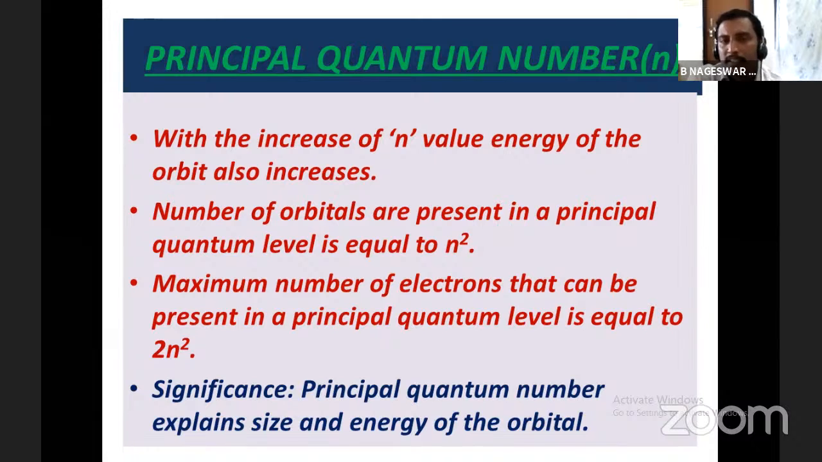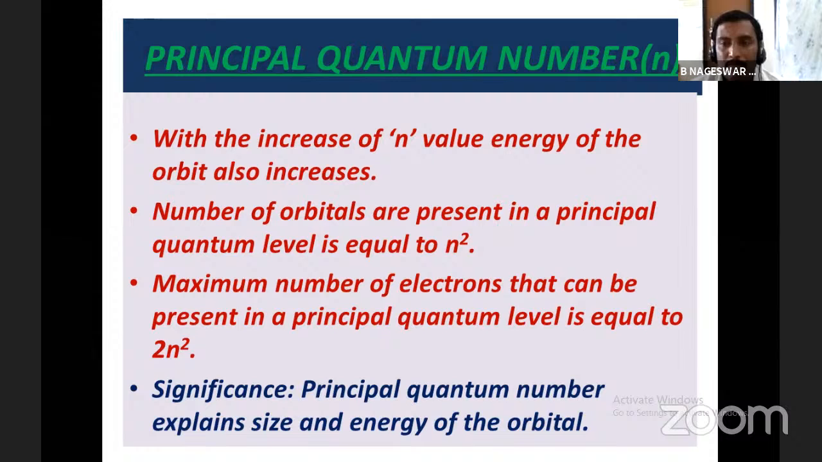So now, what is the significance of principal quantum number? What is the importance of this one? Significance: the principal quantum number explains the size and energy of the orbital. Remember, children, based on the quantum numbers, a question will come for 8 marks. What are the quantum numbers? Write about quantum numbers. It is actually an 8 marks question.